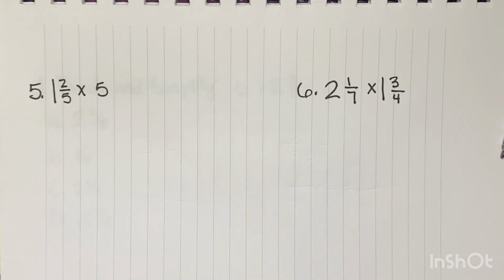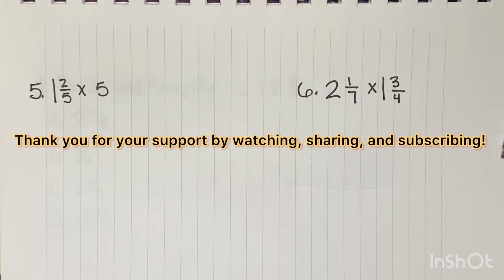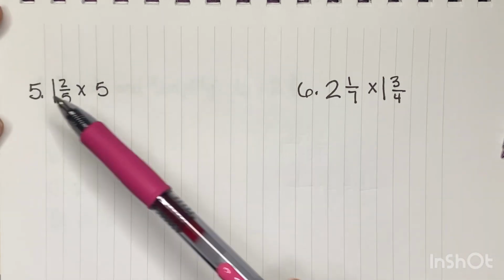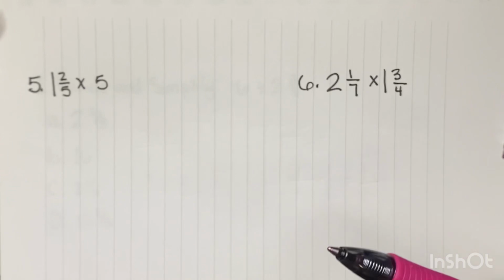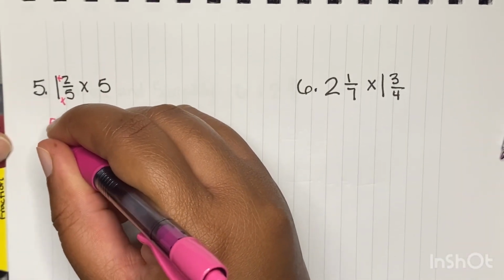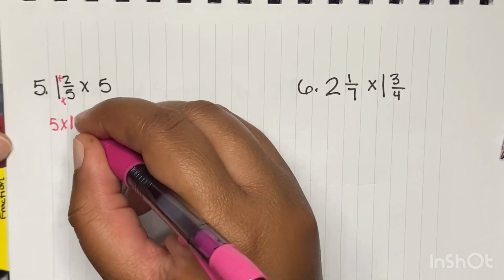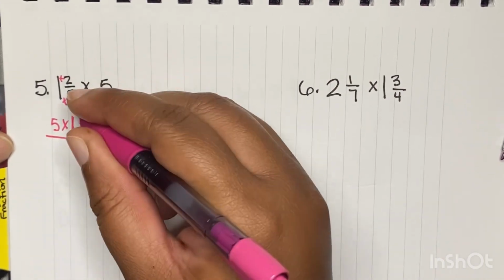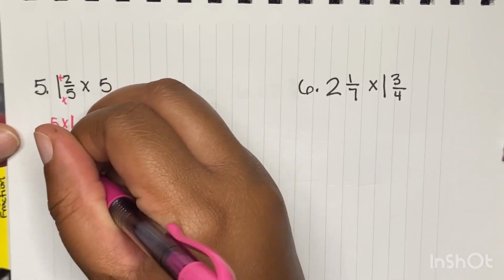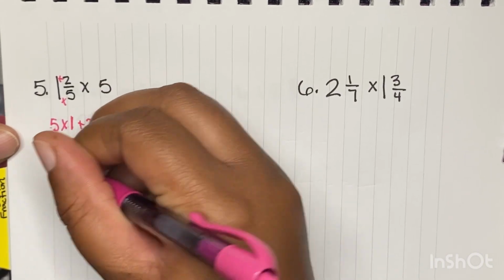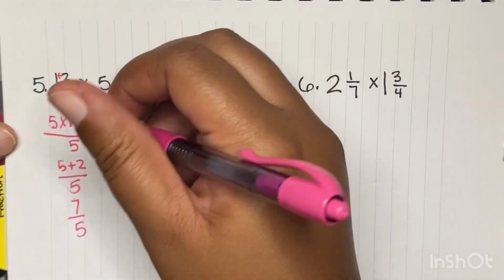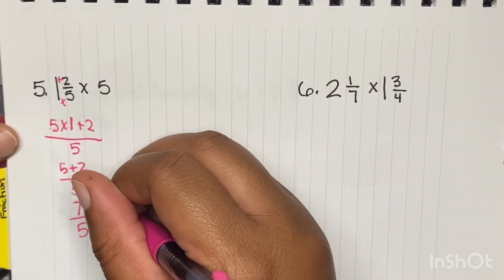Alrighty, number 5. So we have 1 2/5 times 5. Again, remember we need to change this into an improper fraction. So we're going to times, then add. So we do 5 times the whole number, which is 1, and we're going to add 2, all over what we divided by, which is 5. So 5 times 1 is 5. 5 plus 2 is 7. So we have 7/5 here, okay? And we're going to times that by 5.